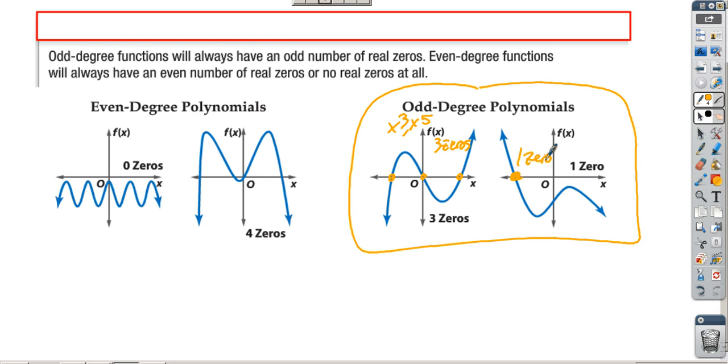Even degree functions, for example, this might be x to the 4th right here, that has 1, 2, 3, 4 zeros. 4 is an even number. And then the same thing right here, you have this never touching the x-axis, so it has no zeros. In this case, no zeros are considered, in a sense, like an even number.